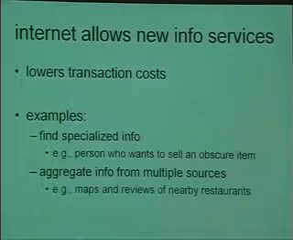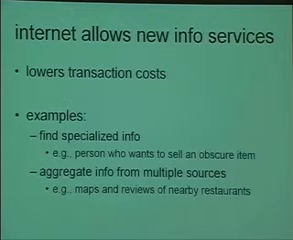So of course, we're all familiar with the internet allowing new sorts of information services, particularly by lowering drastically the transaction costs. So if you want to find some specialized obscure information, who wants to sell some obscure item that you're interested in, or if you'd like to aggregate information from lots of different places, the internet makes that much, much easier than it has been in the past, and therefore enables new sorts of services at reasonable prices for people.